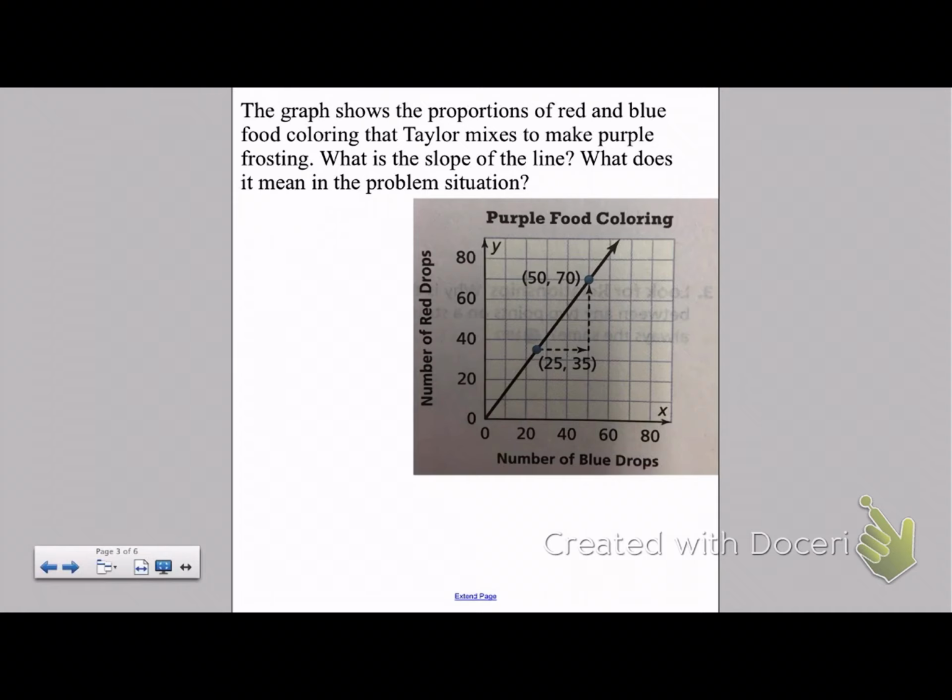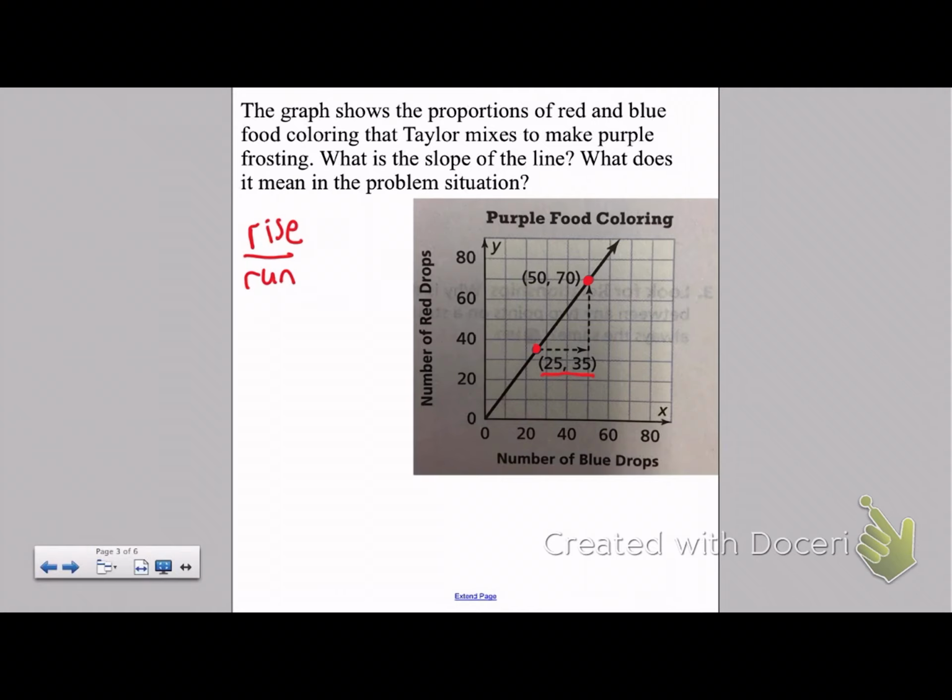So I have to find my slope. My slope is always going to be rise over run. I pick points that fall perfectly on my grid. They give me this point and this point. Even though this point doesn't fall right on my grid, it's okay because they tell me the numbers.